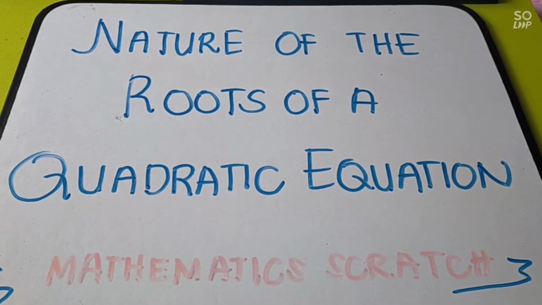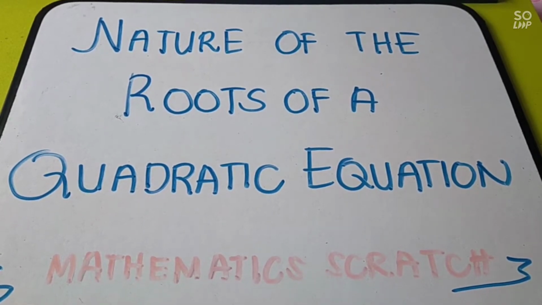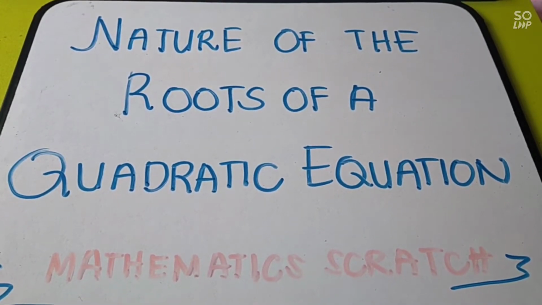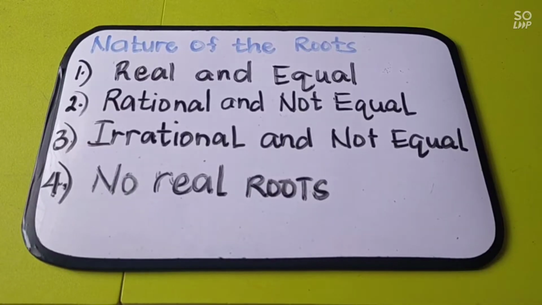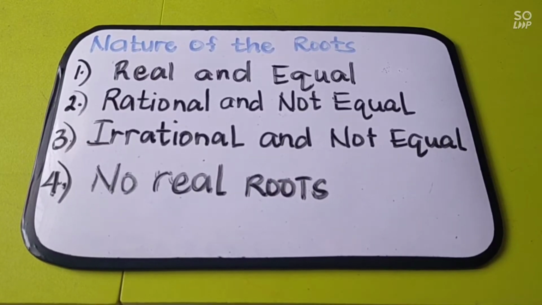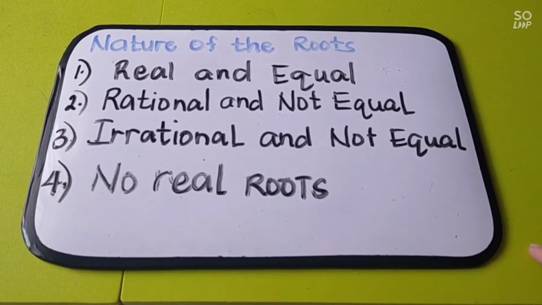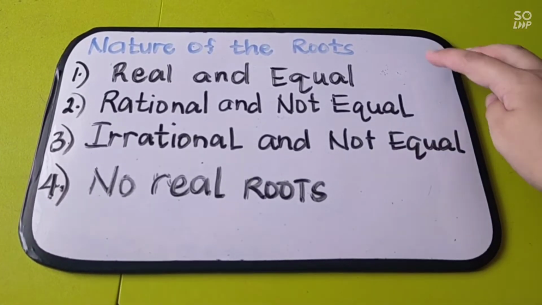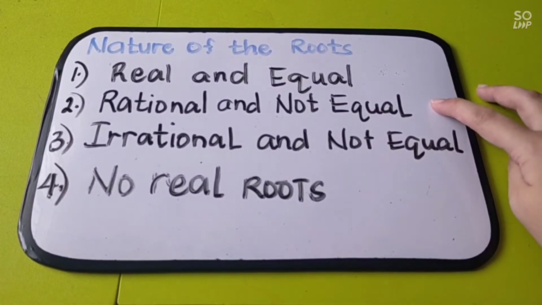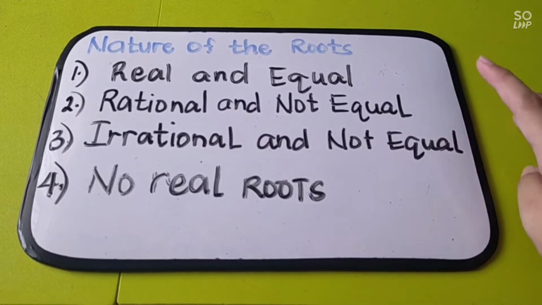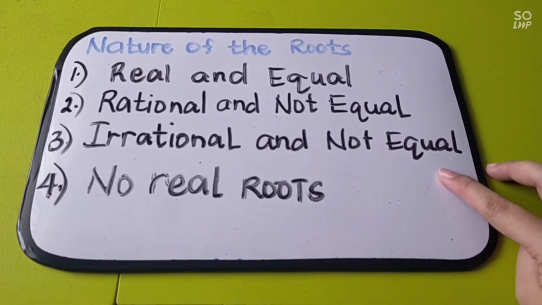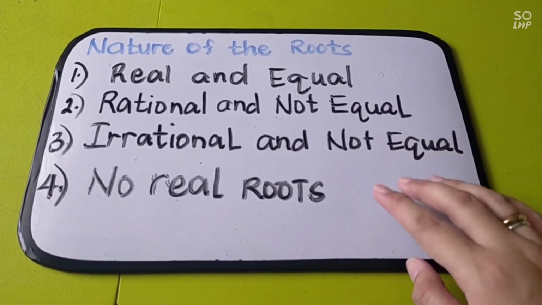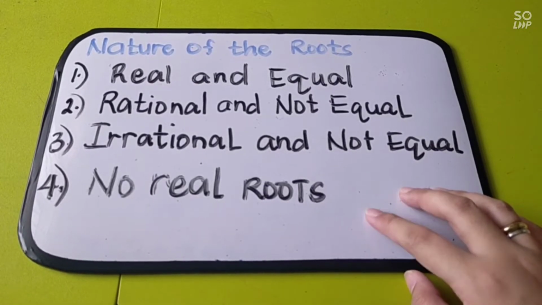In this session, we are going to tackle the nature of the roots of quadratic equations. Let us discuss the nature of the roots. We have four natures of the roots. The first one, we have real and equal. The second one, we have rational and not equal. The third one, we have irrational and not equal. And the last one, no real roots.